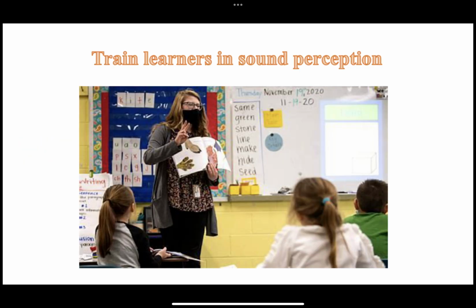Besides practicing phoneme pronunciation, training L2 learners in sound perception is vital. For example, let them hear the phonemic contrast between V and B by asking, "Is this the boat?" or "Is this the vote?" to ensure learners can distinguish these two.